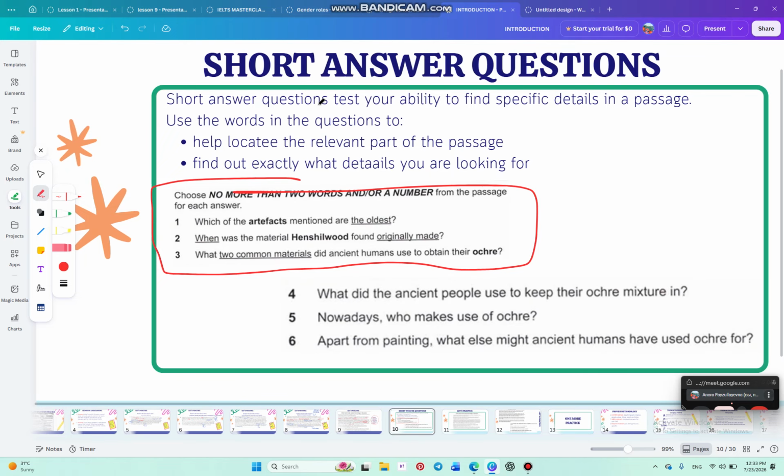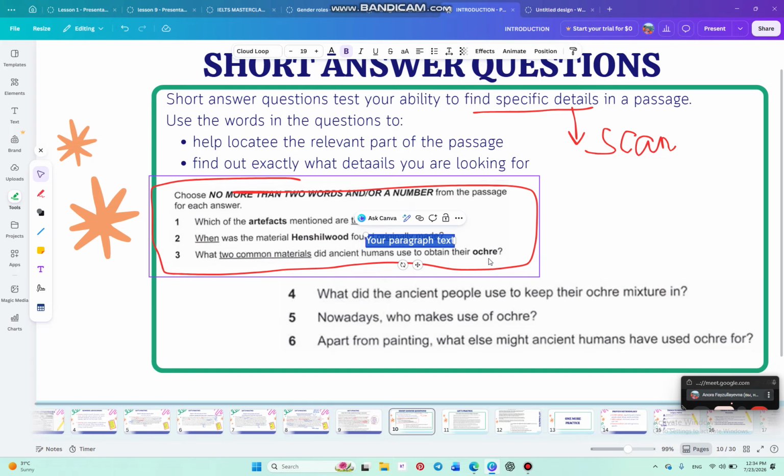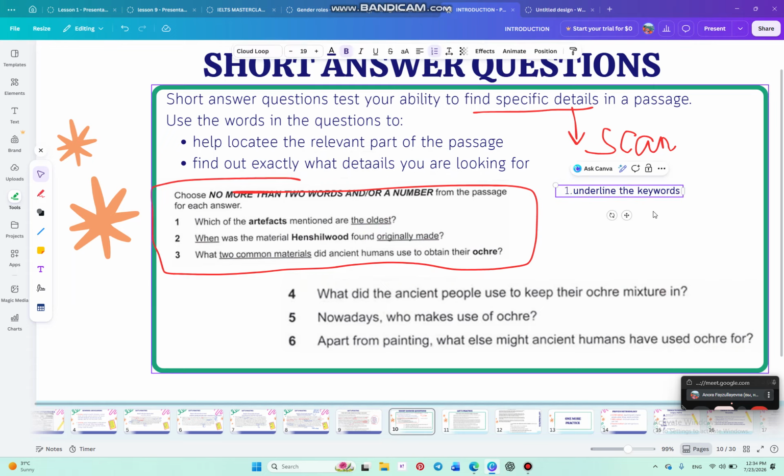So what is the purpose of short answer questions? Short answer questions test your ability to find specific details, which means you have to scan the passage to look through the specific words. And first of all, you have to underline the keywords. The thing that you should do in almost all question types is underline the keywords. This is the most important part. If you don't underline, if you don't spend your time to understand the question, then you will just waste your time by reading the paragraph. So it's very, very important.